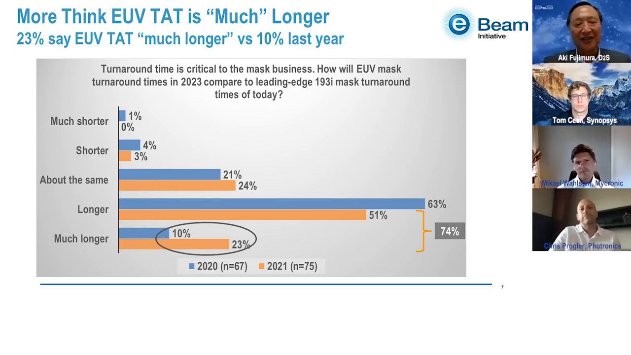As Chris alluded to earlier, mask write time is perhaps the most dominant part of mask cost, but other aspects are still important. And turnaround time for EUV masks is longer than 193i masks, and the perception is shifting a little bit, where people this year are thinking it's longer than they used to think a year ago. So I think there's maybe a general understanding of what's going on here. Tom, what do you think?